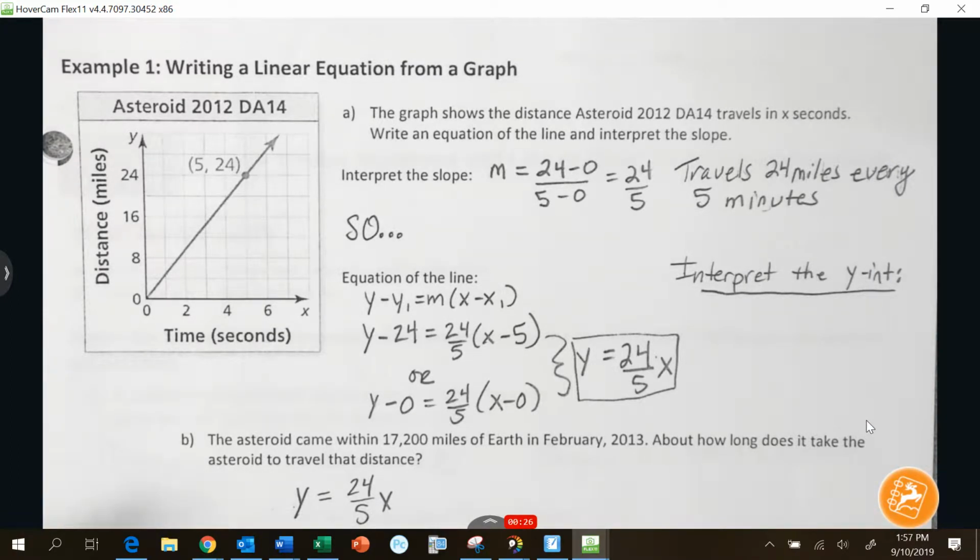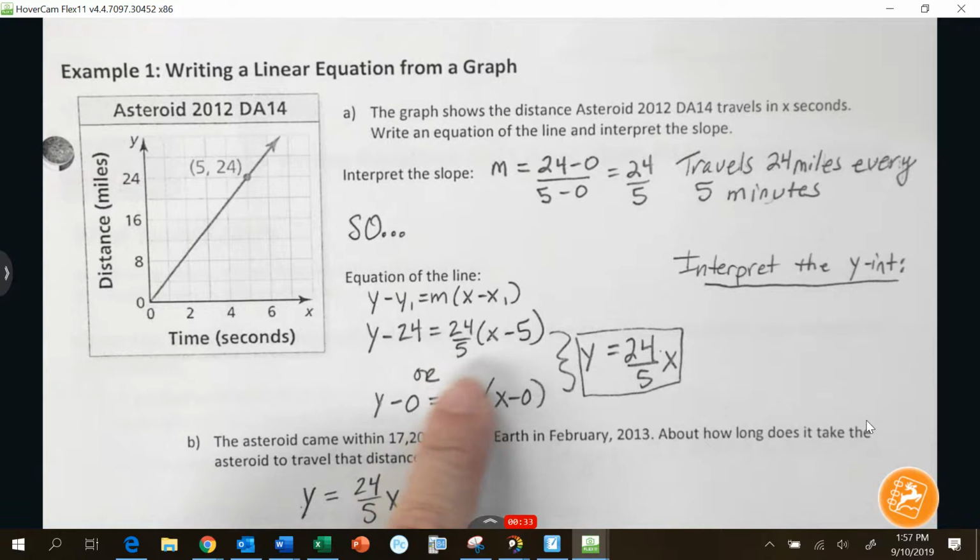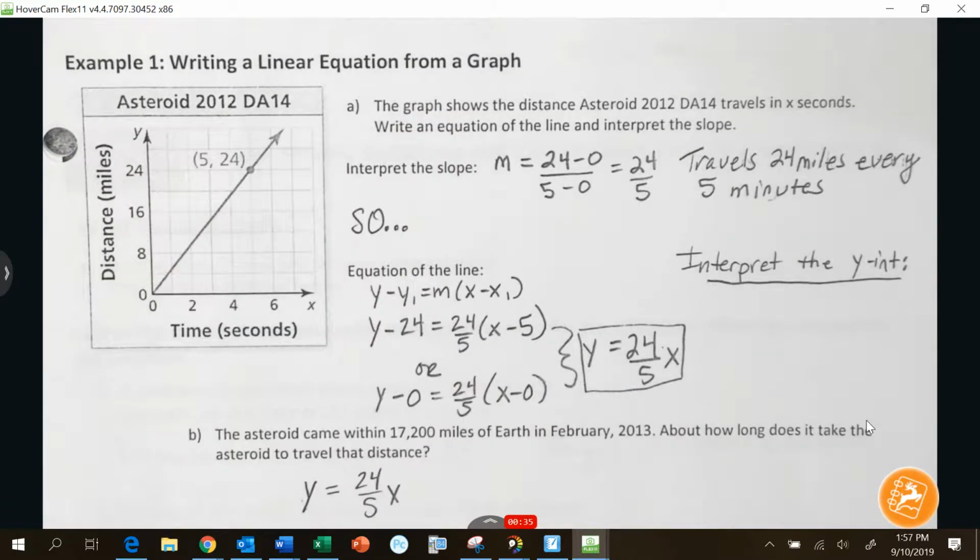Then what I did, to save a little bit of time, is I already went through using the slope formula, and I already went through using point slope formula to find the equation. I did the stuff that we've already learned, and we're just going to interpret it. We're going to talk about how it's a real-life application now.